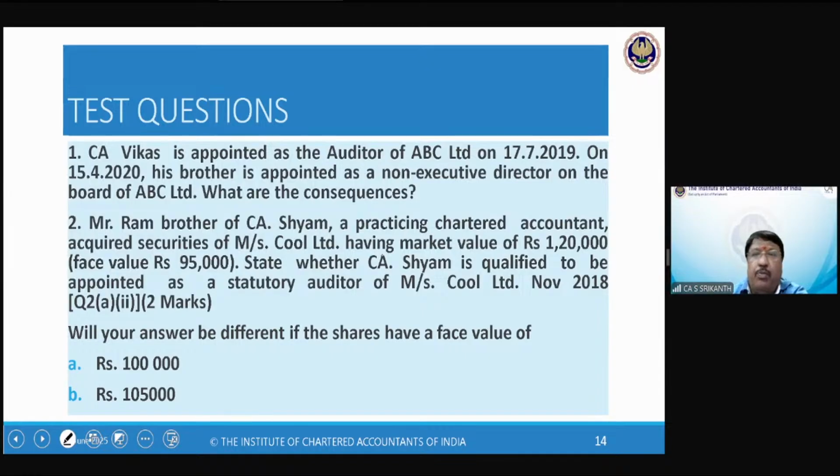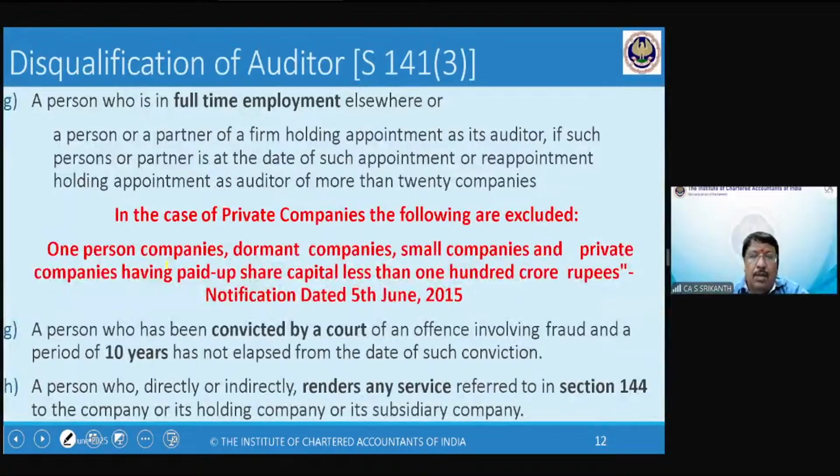Shabgupta wants me to define point H. Madam, point H you will understand better when I also teach you 144. See, section 144 gives a list of services that cannot be performed by a statutory auditor for the company. If you are the statutory auditor, you also cannot perform 144 services. Got it? So during the year, as auditor, you are told to take up another assignment. It comes under 144, not allowed, prohibited. Now, another situation. You are doing something which is coming under 144. You are not the statutory auditor, so you can do it.